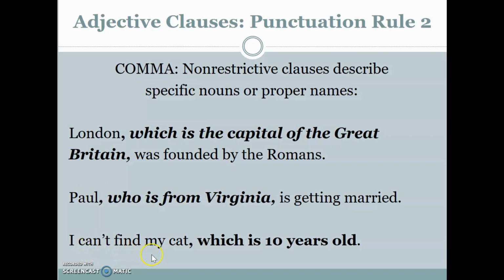I cannot find my cat. Now, providing that you have only one cat and it's my cat, it's already a specific noun. Therefore, you use which is 10 years old. Now, in all these cases, you cannot use that because you need this comma. And remember, that does not require any commas.